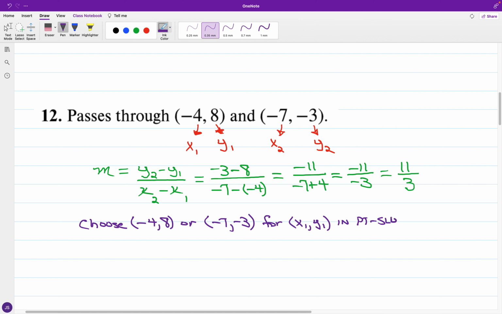Okay, so for the point slope setup, I'll just go with (-4, 8). Okay, so for the point slope setup, I have y minus y of 1 is equal to the slope m times the quantity of x minus x of 1.